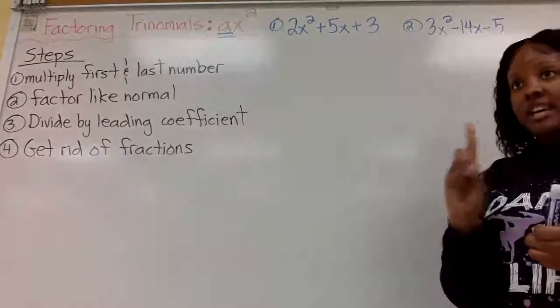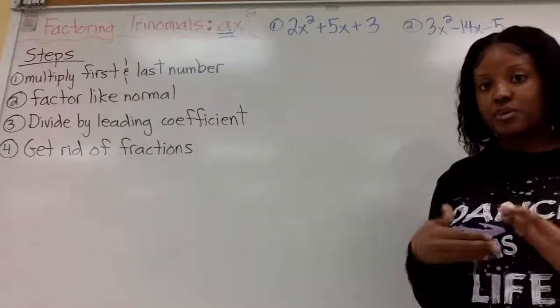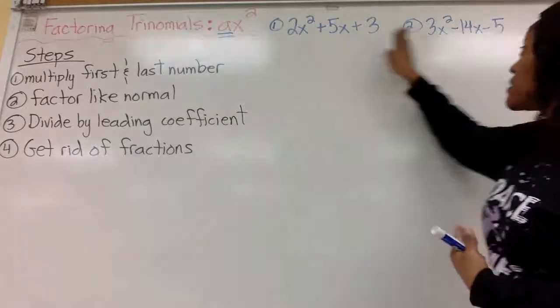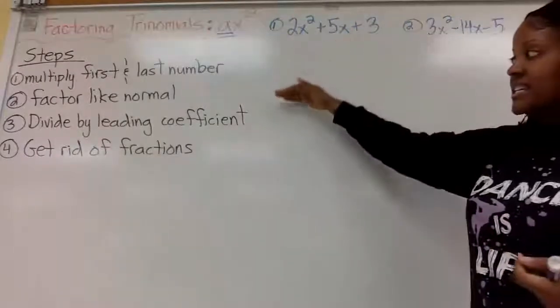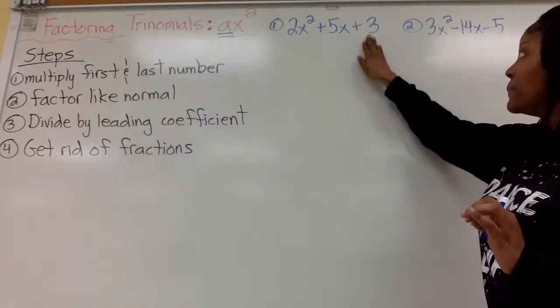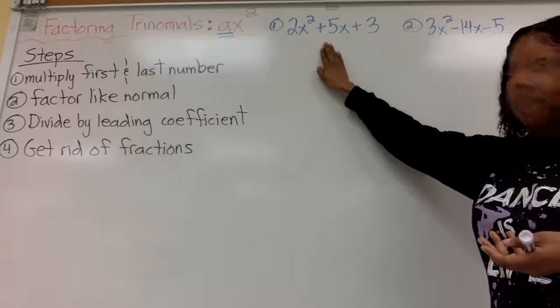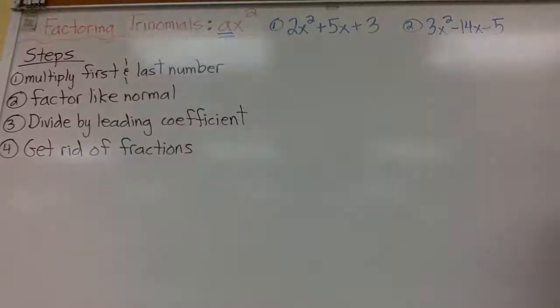So if it's 1x squared or 1m squared, then that's fine. You go through and factor like normal. But when there's a different number in the front, I want you to go through these 4 steps because you are not looking for two numbers that multiply to give you this and add to give you that, because it's not going to work out that way. So let's go through some problems.